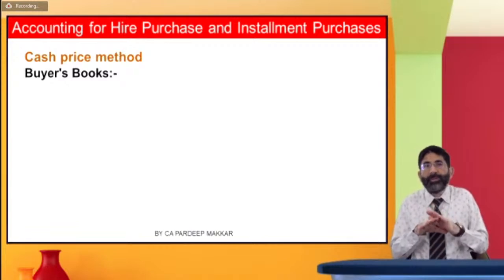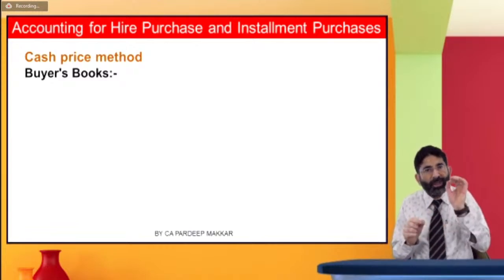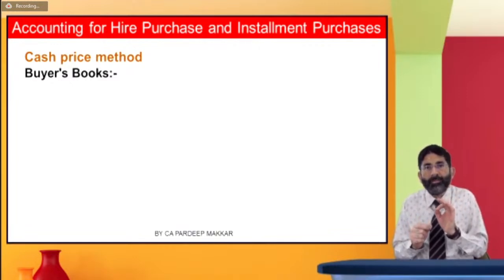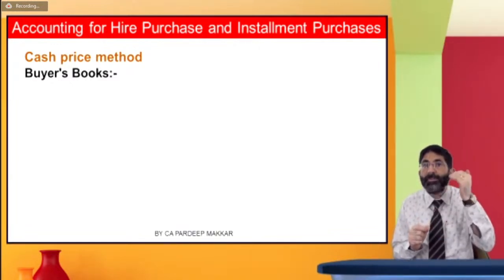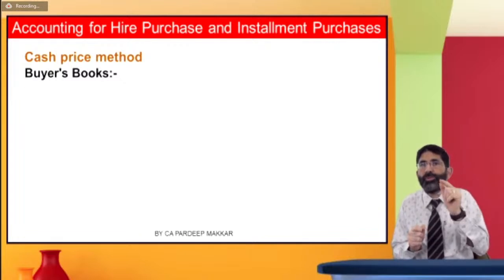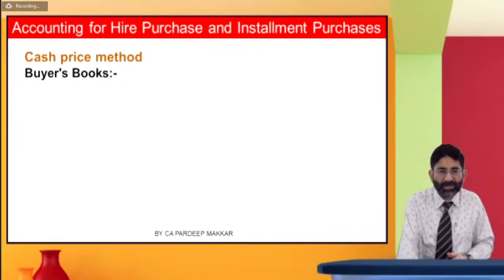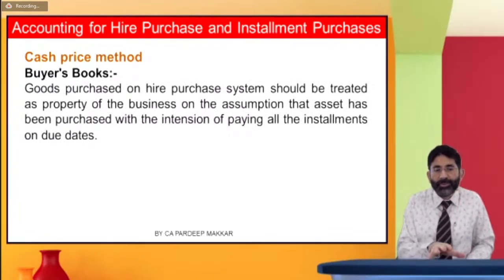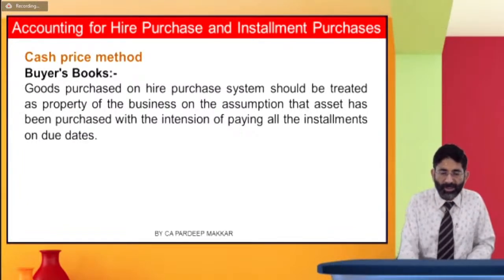Don't assume that you are a hire purchaser. Just write the word hire with it, but don't keep it in your mind that this is something technical. This will be very easy if you assume it is easy. So let's understand it. In buyer's books, the buyer will assume that he is purchasing the goods and the payment will be made in installments only, nothing else.